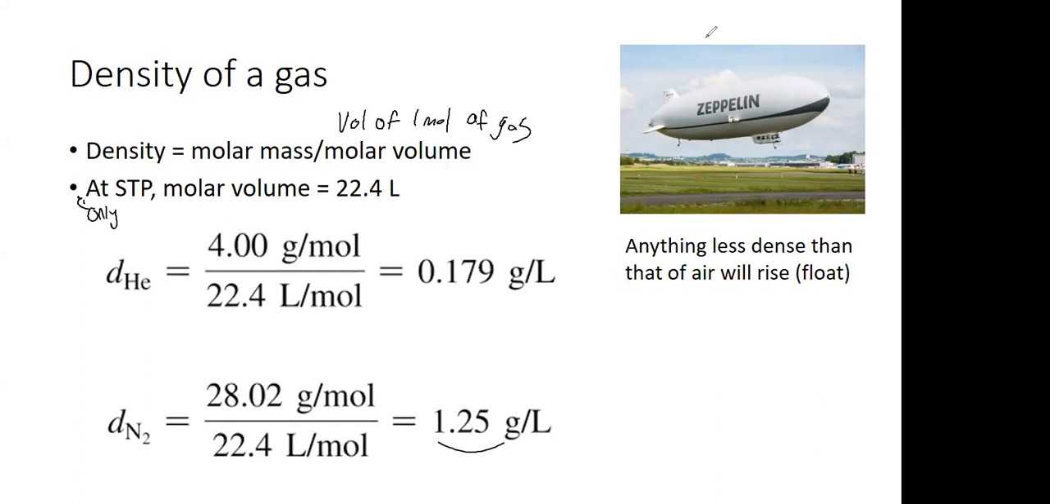Is molar volume always going to be 22.4? Molar volume's only 22.4 at STP. Any other conditions, that is not the case. Only at STP is it 22.4. So keep that in mind. If I give you any other temperature or any other pressure, you have to recalculate molar volume. Again, molar volume is the volume if I have 1 mole of gas.